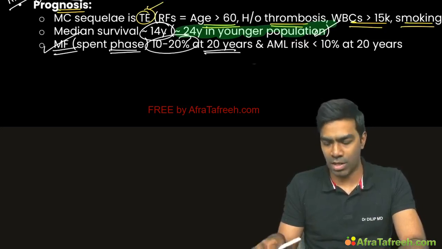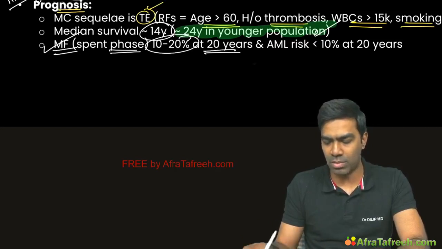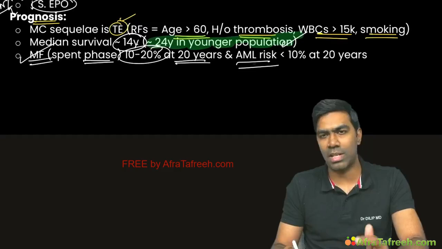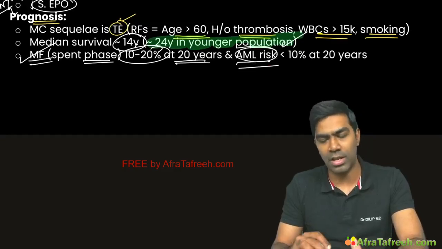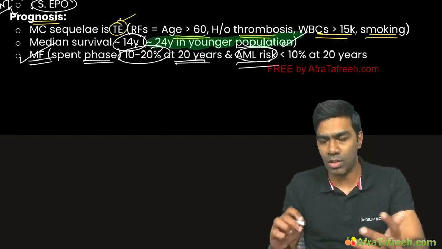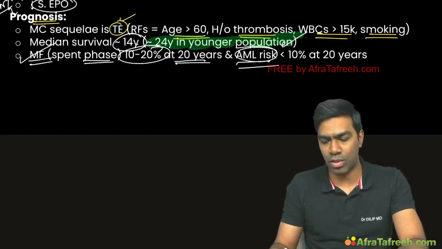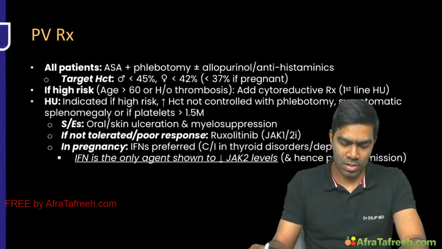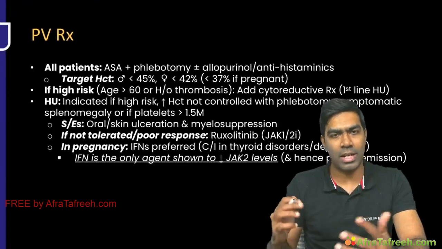And because it's a myeloid problem, patients can end up with some myeloid malignancies like acute myeloid leukemia. Some patients can develop MDS also, but that's rare. But rather, most of the patients, if at all they develop a cancer, it's going to be acute myeloid leukemia, and the risk is quite low, less than 10% at 20 years. So that's it with regards to polycythemia vera and its clinical presentation.